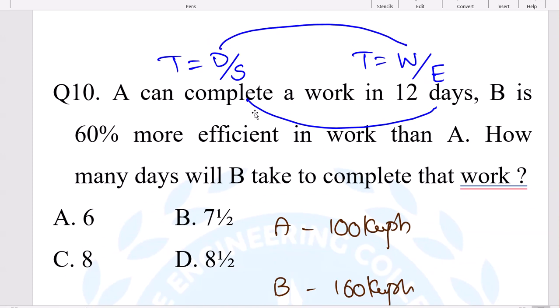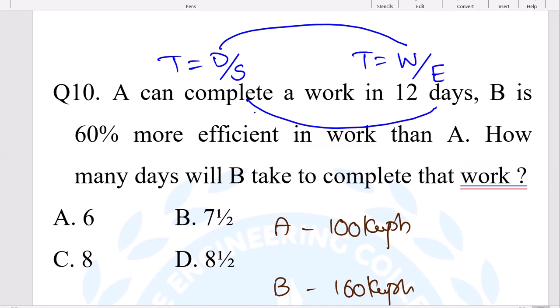W stands for work. E stands for efficiency or capacity. Both are similar actually. If you are very good in time and distance, you are done with time and work actually. Both are interconnected concepts. A lot of people see this in a different way, but both are interconnected, I can say.